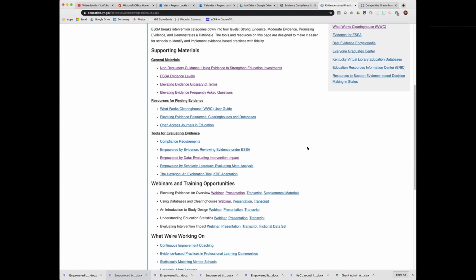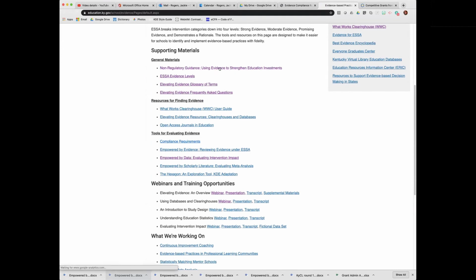First of all, under supporting materials, you have 3 main areas, and these are super important and super helpful. First of all, you have your general materials where you're going to find guidance around using evidence and why it's important so that we can strengthen our decisions around education and our investments that we're getting ready to make. We want to be very wise and careful with money, but also we want to be able to make the biggest impact on student achievement.